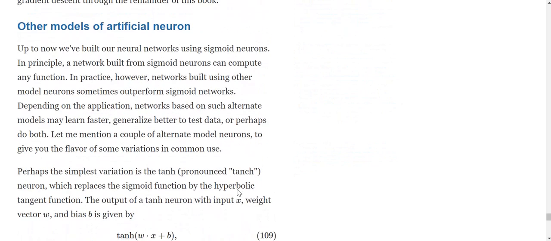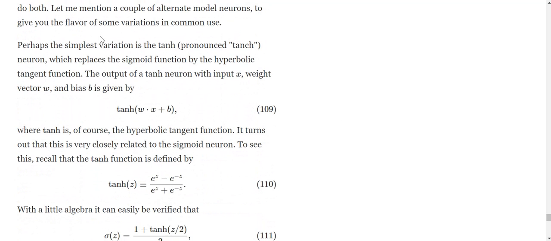All right. So other models of artificial neuron. Up to now we've built our network using sigmoid neurons. In principle, a network built from sigmoid neurons can compute any function, of course. In practice, however, networks built using other model neurons sometimes outperform sigmoid neurons. Depending on the applications, networks based on such alternate models may learn faster, generalize better, etc. Right. So perhaps the simplest variation is the tanh.